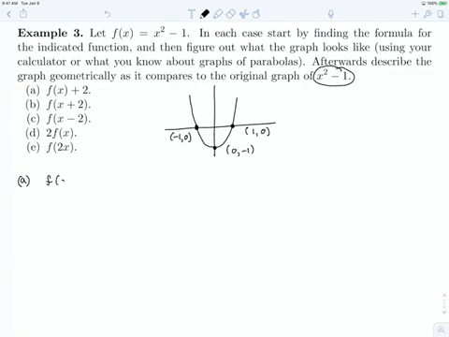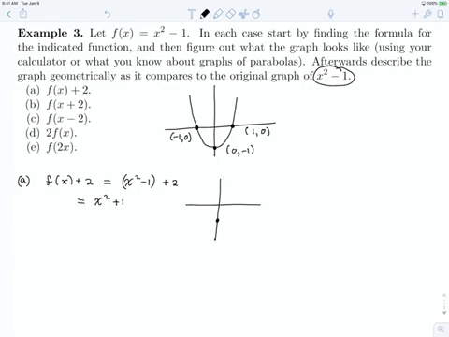Okay, so for part A, we have f of x plus 2. So we start with the formula for f of x. It's x squared minus 1. And then after that formula, we put plus 2. You can simplify this one, and it might help. It's x squared plus 1. And that plus 1 will be the new y-intercept of that parabola.